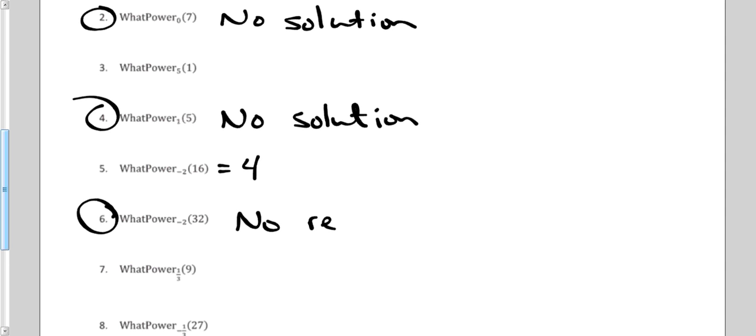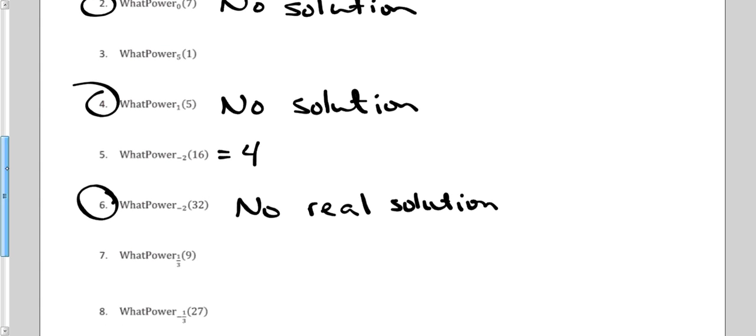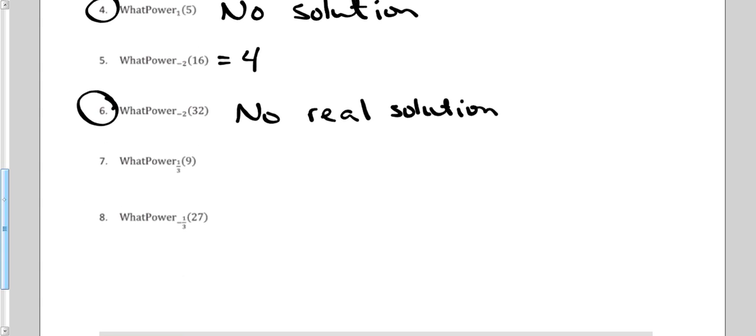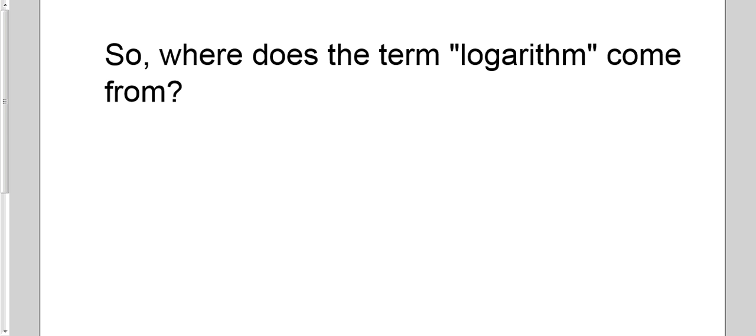No real solution. In other words, there might be an imaginary solution to this, but you won't get there this year. That's just a plug for pre-calc right there. All right? I want to jump. Now, I replaced the term what power with the word logarithm.